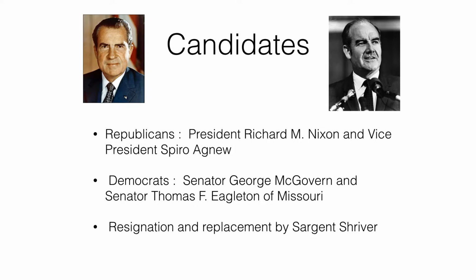Senator Thomas Eagleton of Missouri was the vice presidential choice, but after it was revealed that he had once received electric shock and other psychiatric treatments, he resigned from the ticket. McGovern named Sargent Shriver, director of the Peace Corps, as his replacement.